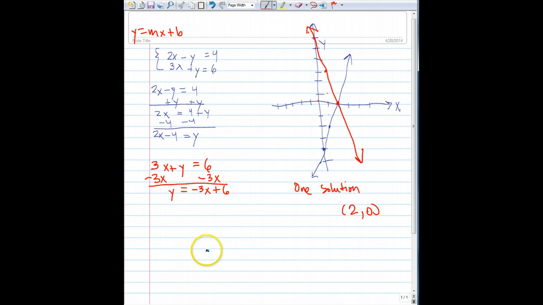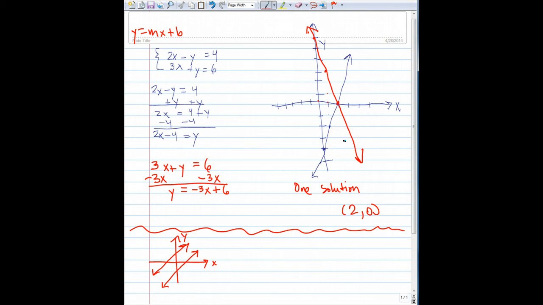Now, say you got a problem where there was no intersection. You graphed, you did the same thing, you put it in slope-intercept form and you graphed, and you end up with two lines that never cross. Because they never cross, they don't have any points in common, so you would have no solution. Your solutions are just the points that the two lines have in common. So if you had two lines that were parallel to each other, that went on and on forever and never crossed, you would have no solution.